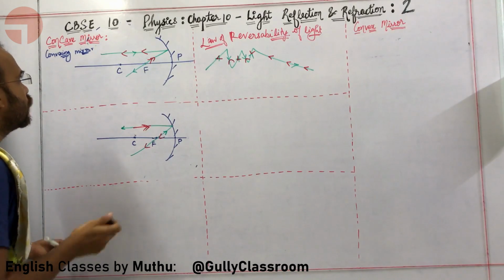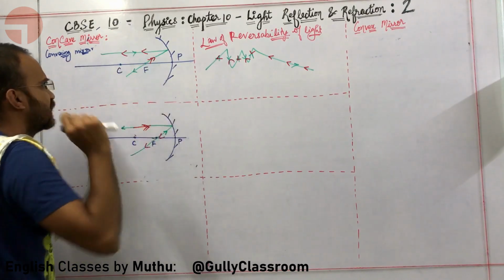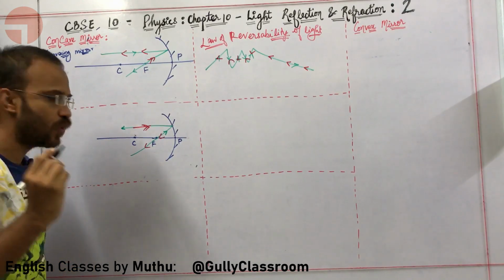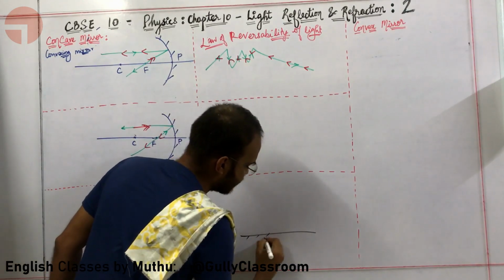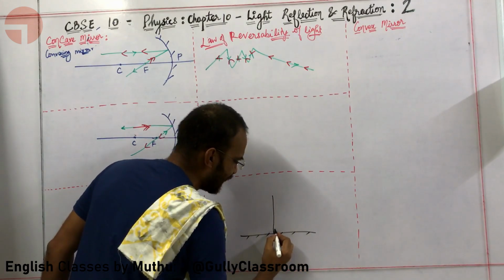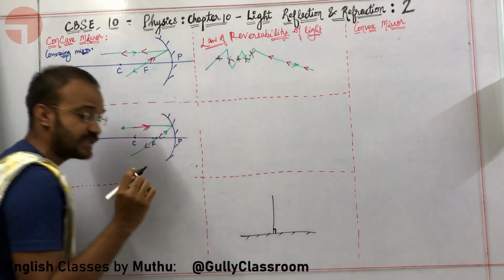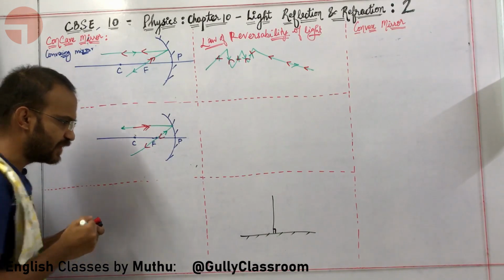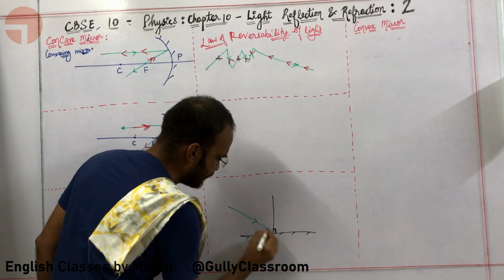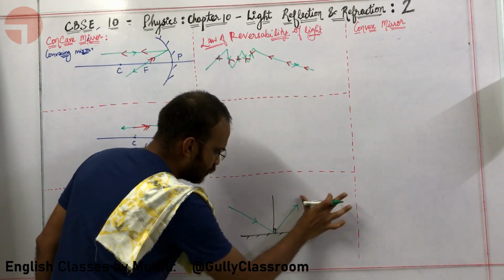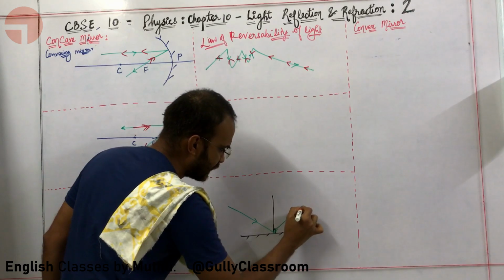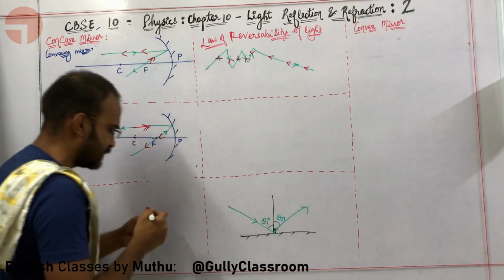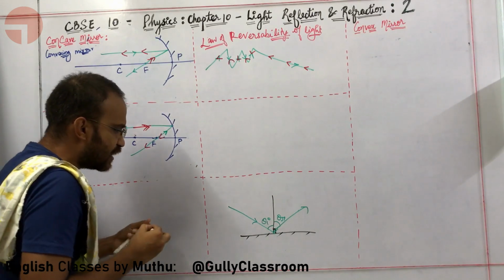Now, where do I draw the normal to this particular diagram? First, let us recall what is normal. Let us say this is a reflecting surface. If I draw a line that is perpendicular to the reflecting surface, it is called a normal. Also, let me recollect something very important. This is the incident ray and this is the reflected ray. This is the angle of incidence and this is the angle of reflection.